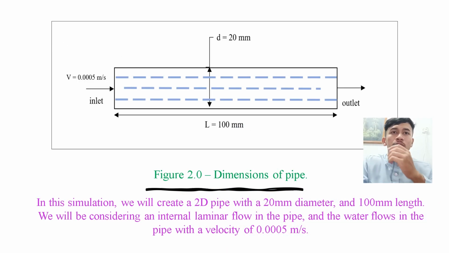Okay, next for geometry details and the dimensions. From our group, we can see at figure 2.0 the dimension of the pipe. In the simulations, we will create a 2D pipe with a 20mm diameter and 100mm length. And we will be considering an internal laminar flow in the pipe, and the water flows in the pipe with a velocity of 0.0005 meter per second.